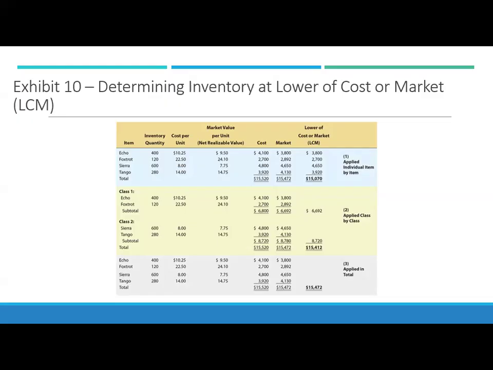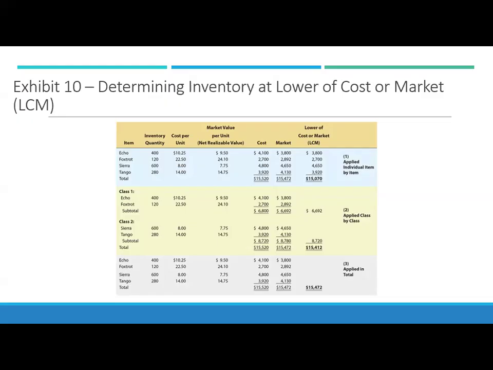Here we have class 1 and class 2 inventory. And so under separating it by class, we add up the total cost and the total market value for both of these items, and we take the lower of cost or market. And that's going to provide a slightly higher inventory valuation than here, because in here we're writing down all the inventory values specifically. When we're grouping them, some of the losses are offset by some of the more profitable items. This is really only allowed for expediency purposes.